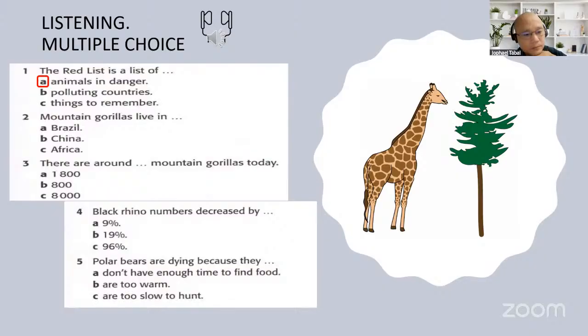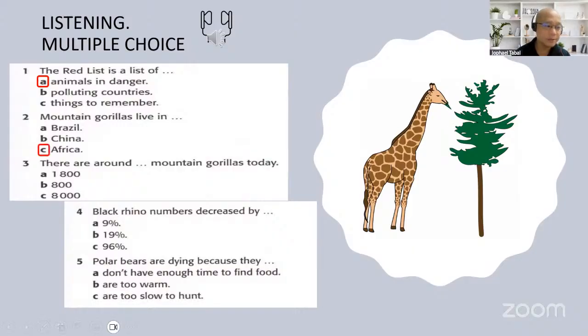So, now let's look at ways of helping these animals. Okay, so let's find the answer here. All right. So, Kenneth, what's your answer number 2? I choose letter C. Okay, so that's in Africa.